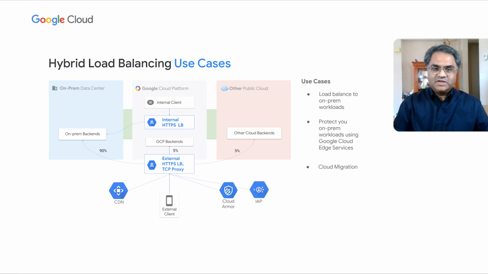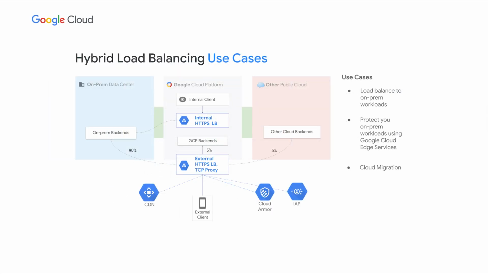The most straightforward use case is load balancing to workloads on-prem. More concretely, you can imagine an ERP application running on-prem in a regional extension connected to Google via partner interconnects. The second use case is protecting your on-prem workloads against DDoS attacks with Cloud Armor. Or you can use identity-aware proxy to authorize access to your on-prem resources. You can enhance the latency experience for your end users by caching static content on CDN.